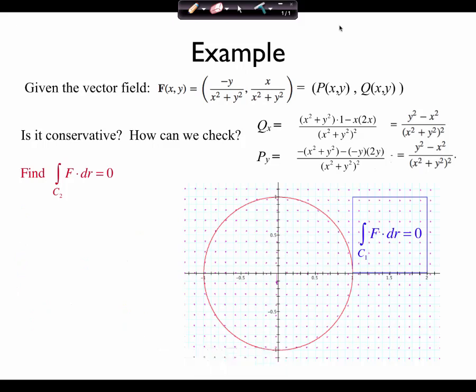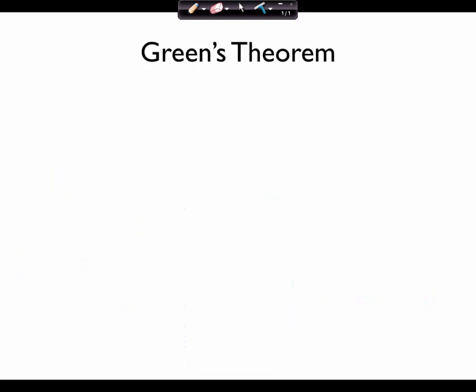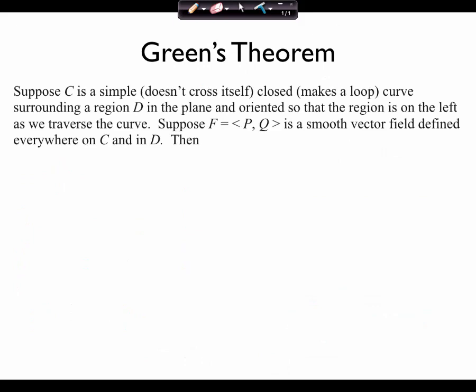Okay, so today we're going to talk about Green's theorem. Here's Green's theorem. Just listen, write down later. C is simple, which means it doesn't cross itself. Closed means it makes a loop, so it's a circulation path. C is a simple circulation path, which forms a region D.